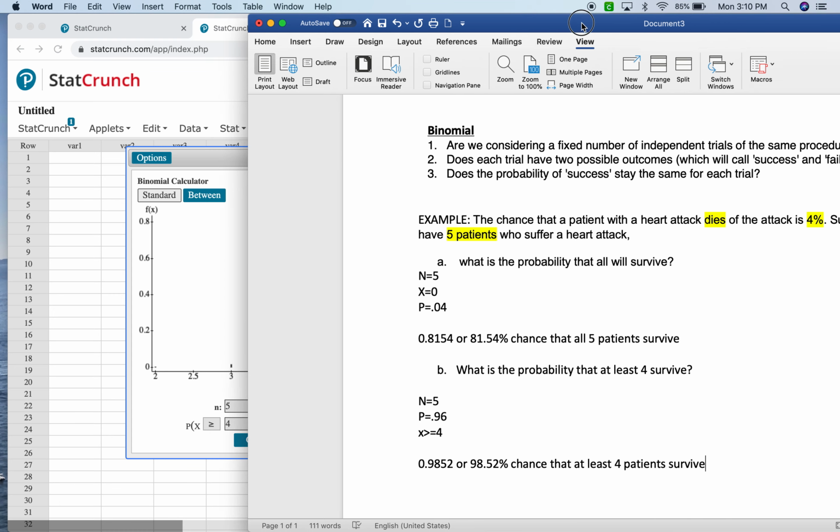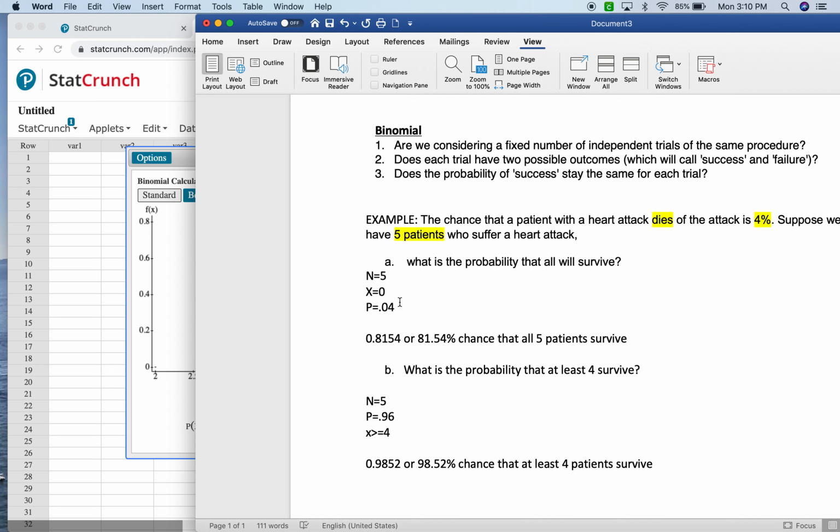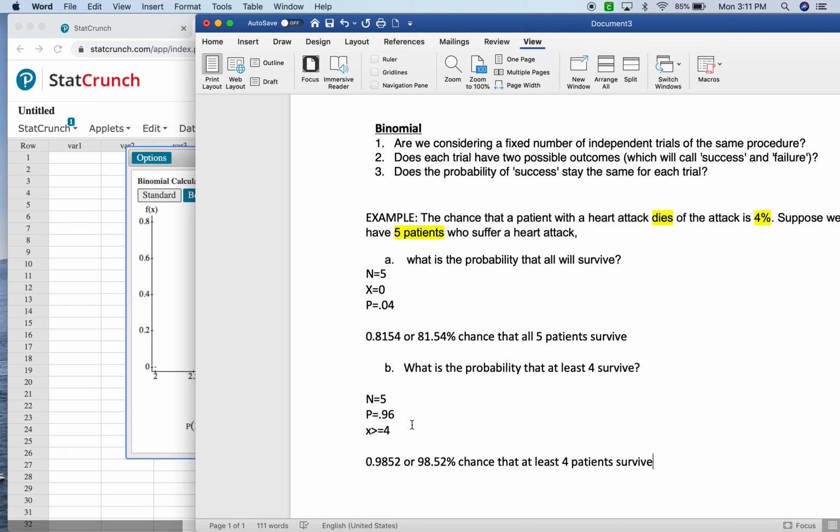The trickiest part of these is picking out what we have for n, x, and p. Remember, n is your number of trials, in this case our number of patients. X is the number of successes we want, so we wanted none to die in the first one, and in this one we wanted at least 4 to survive. And then our probability of success: in the first case, we went with the dying, those 4%. This one we switched around. We wanted the success to be surviving, so we change it to 0.96, which is just 1 minus 0.04. And that's how you solve binomials in StatCrunch.